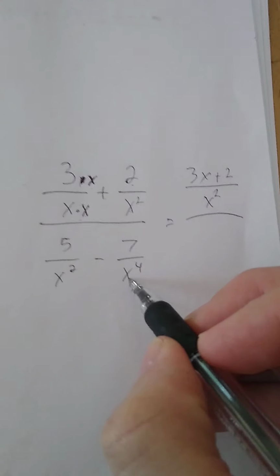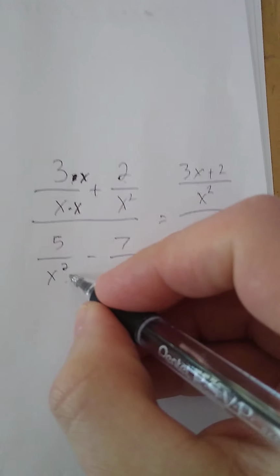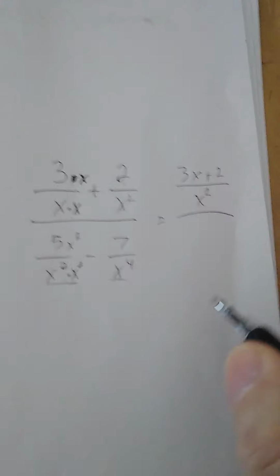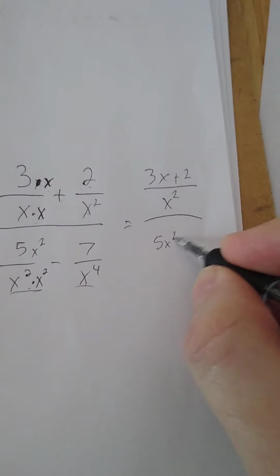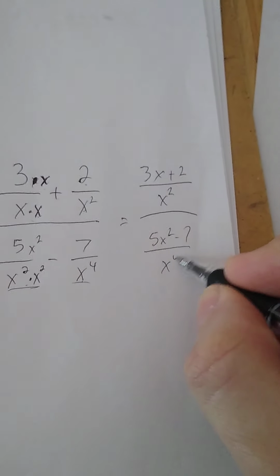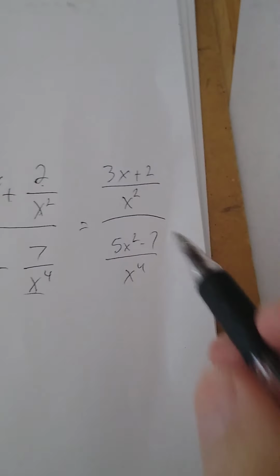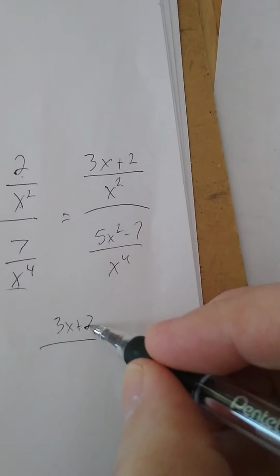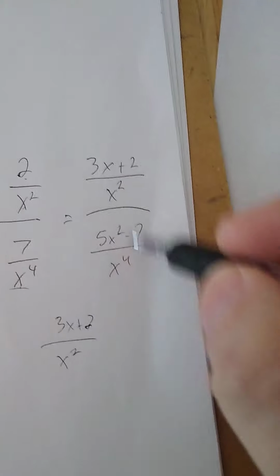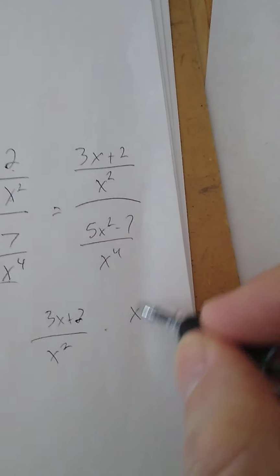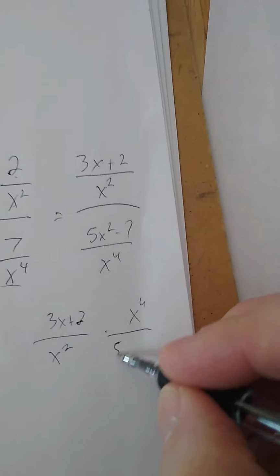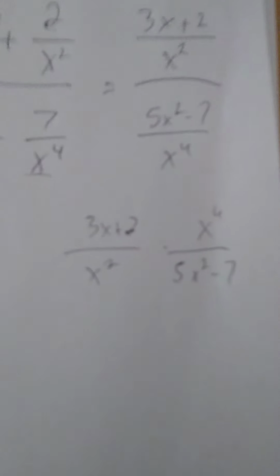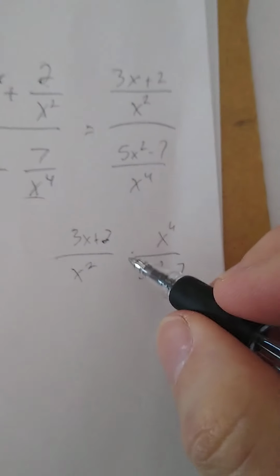Down here, x squared next to the 4th. Well, this needs 2 more x's, or another x squared, to make 4 x's in both. So this would be 5x squared minus 7 over x to the 4th. And then we're going to multiply by the reciprocal. So we'll put 3x plus 2 over x squared, and we'll do the reciprocal of this. So that means x to the 4th is in the numerator, x squared, 5x squared minus 7 is in the denominator. And so what would simplify?